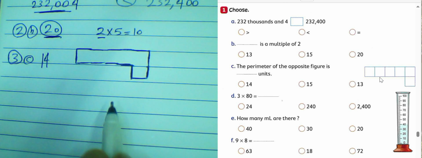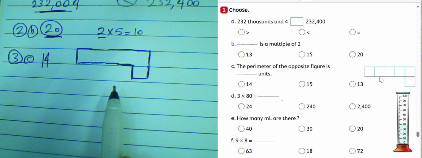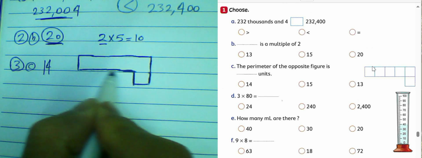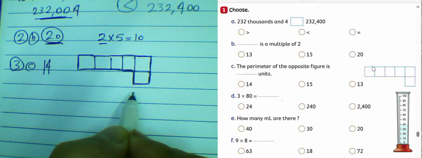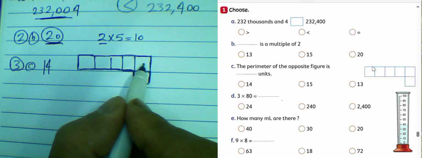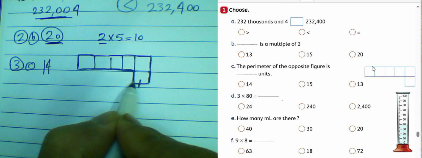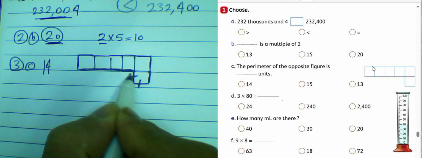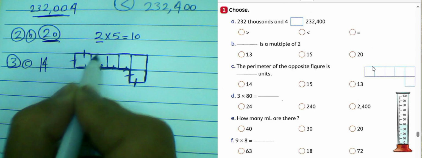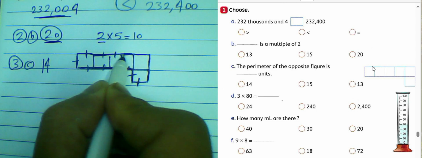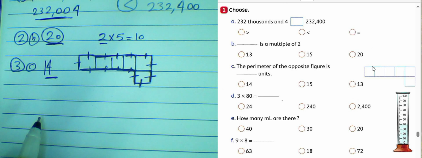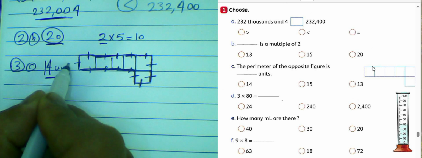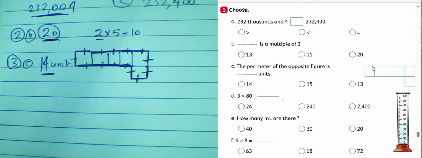Understood? We have here, يعني أنت لما تجيب برامتر بتعد اللي بره اللي هي اليونتس الأوتسايد. الأوتسايد بتشوف كام وبتعدهم. عندنا بالمنظر ده 1 2 3 4 5 6. لما أجي نجيب البرامتر بعد السايدز أوتسايد 1 2 3 4 5 6 7 8 9 10 11 12, 13, 14. Then the perimeter will be 14. 14 units, okay?